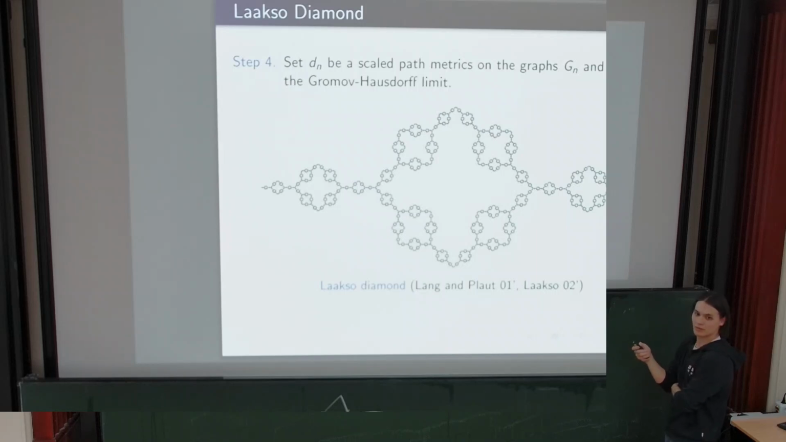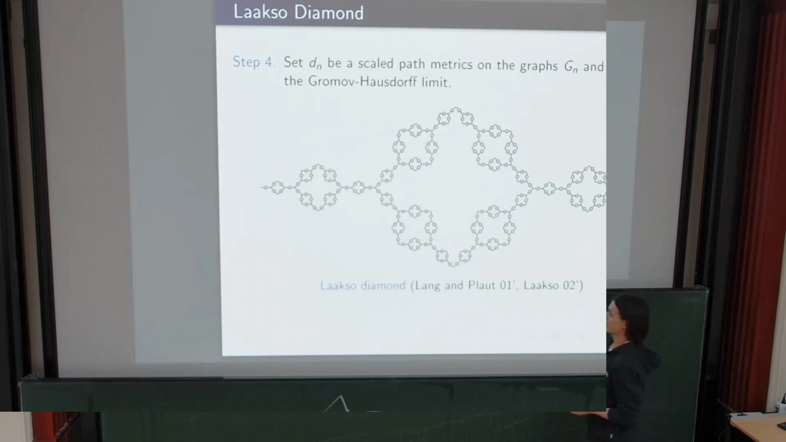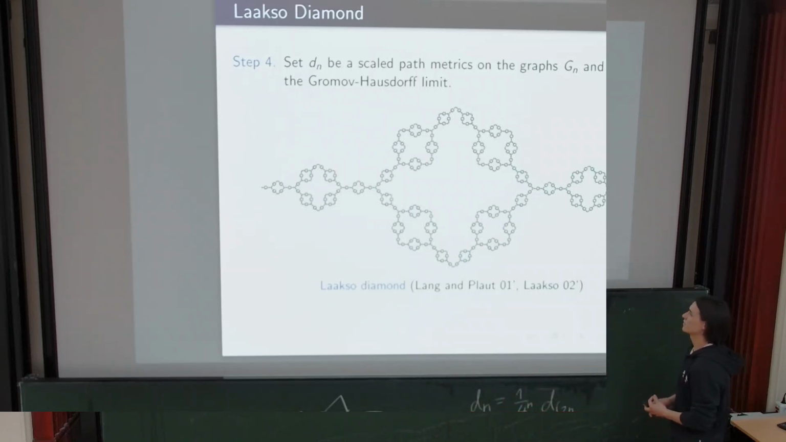And do you scale it how? In this case, the distance from here to here is 4. Then I take, so in this case, d_n is 1 over 4^n times the path metric. So it normalizes the distance at each level from here to be 1. So this is a metric space for the Vicsek... the diamond.